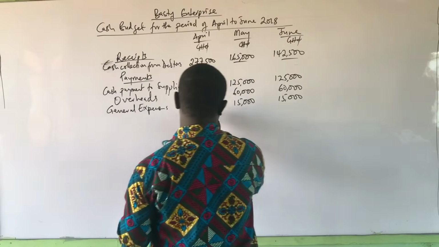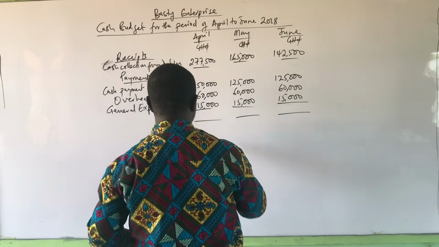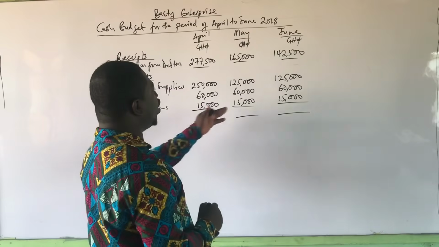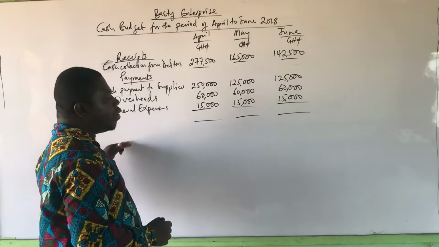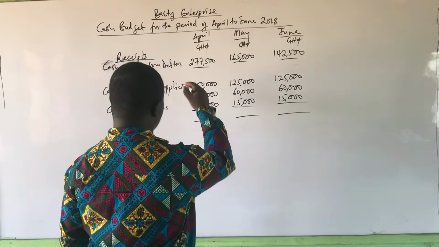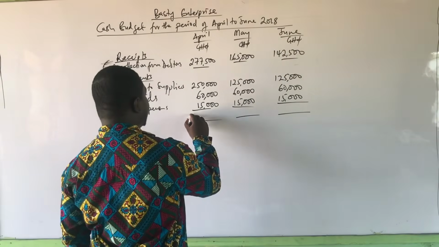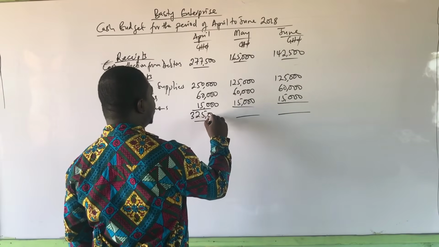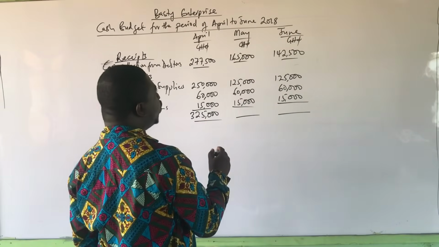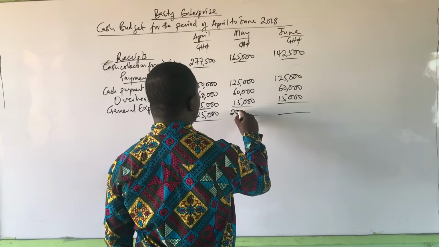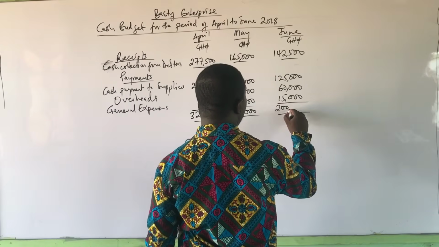So let us add up our total payments for each month. And then we can now subtract the receipt from the payment, and then we'll do the balancing. So total payment for April is 325,000 Ghana cedis. That is the total payment for April. And then the total payment for May is 200,000. And the total payment for June is also 200,000.